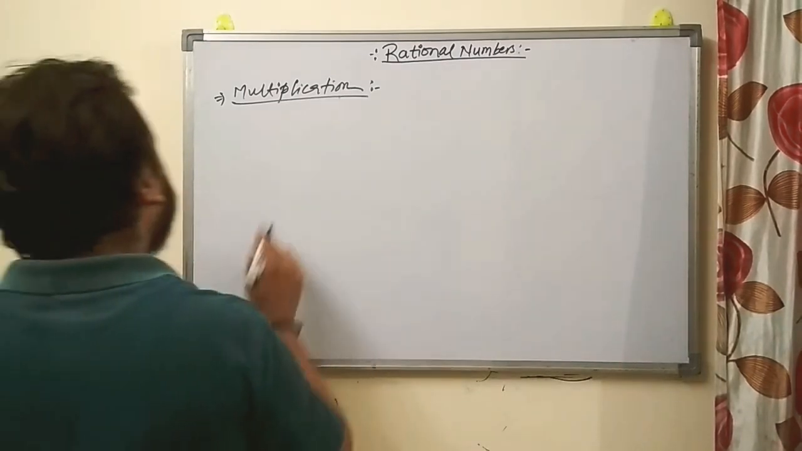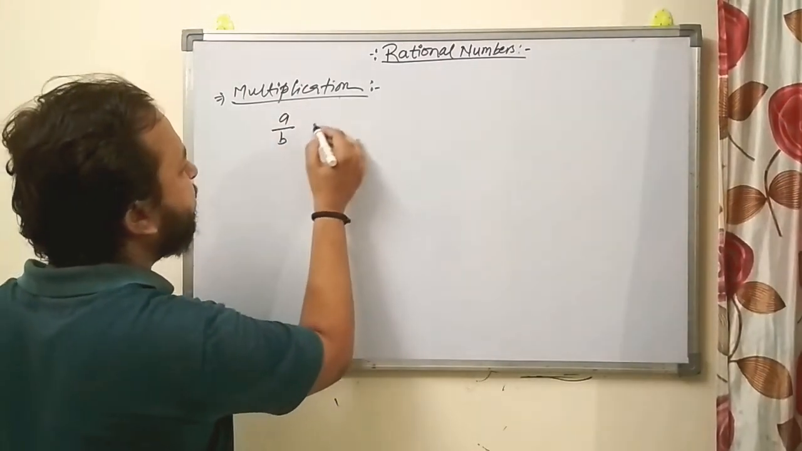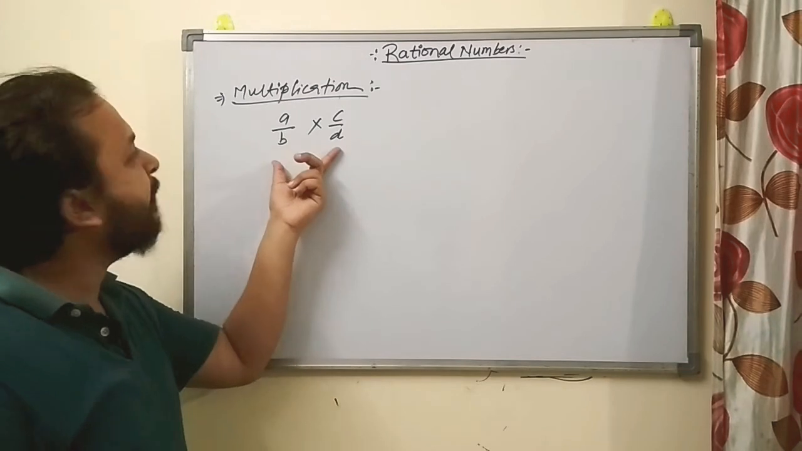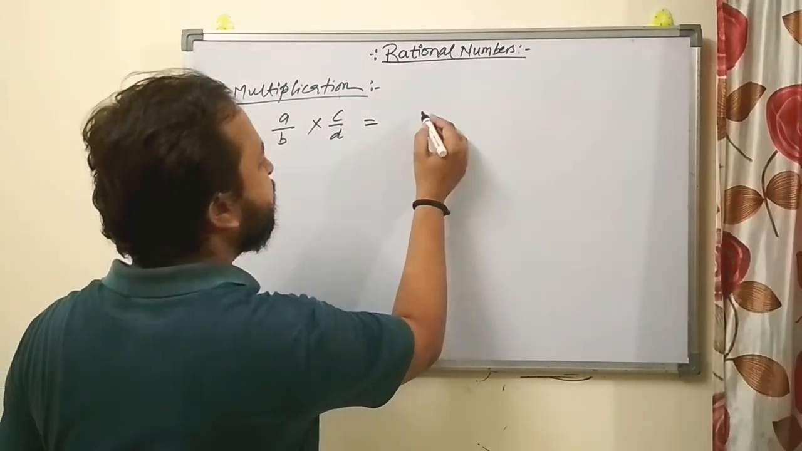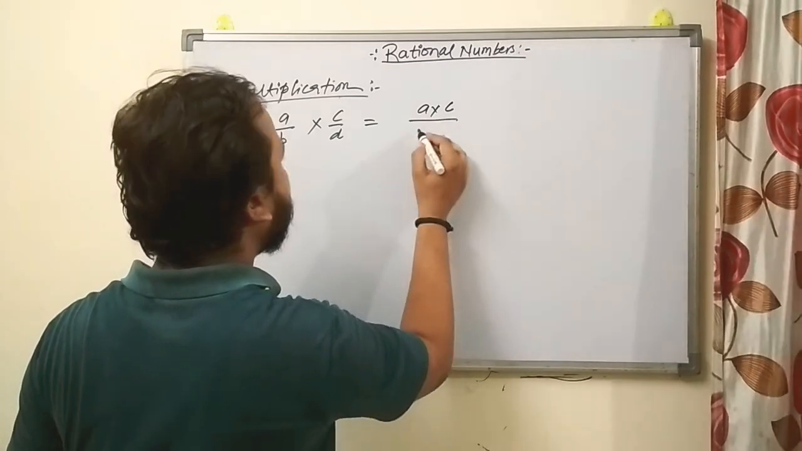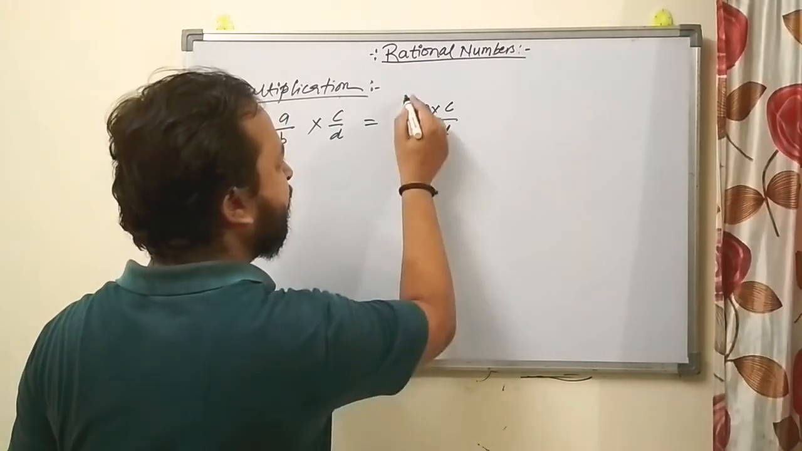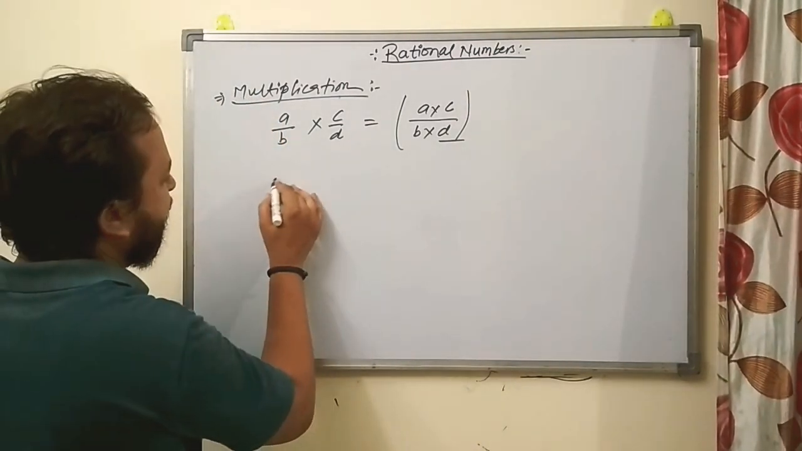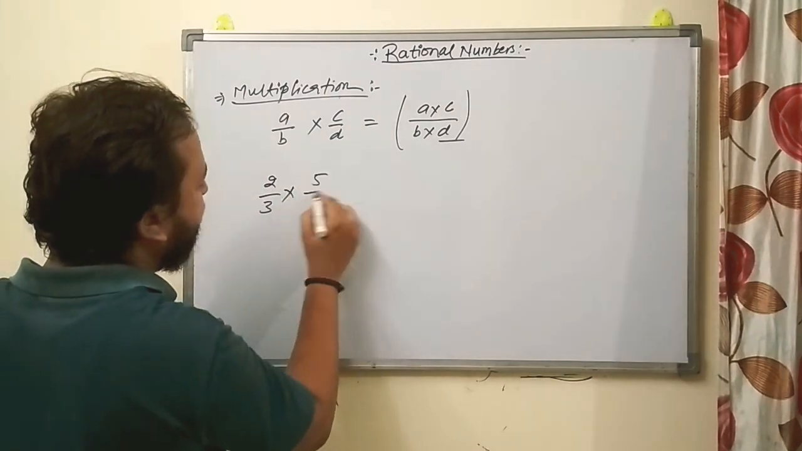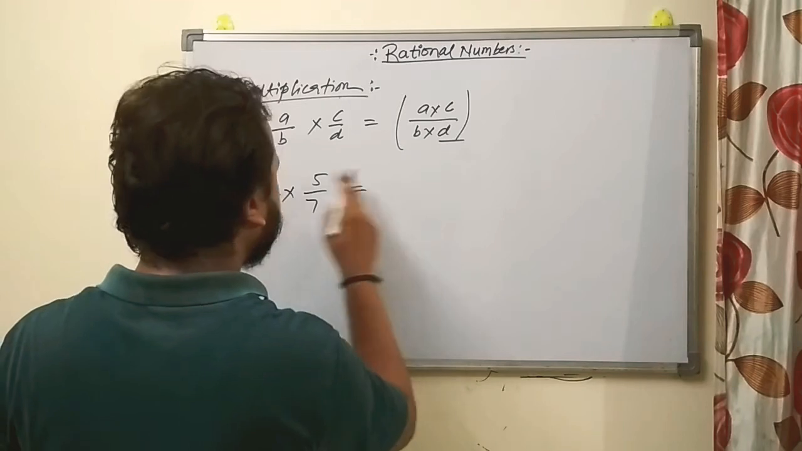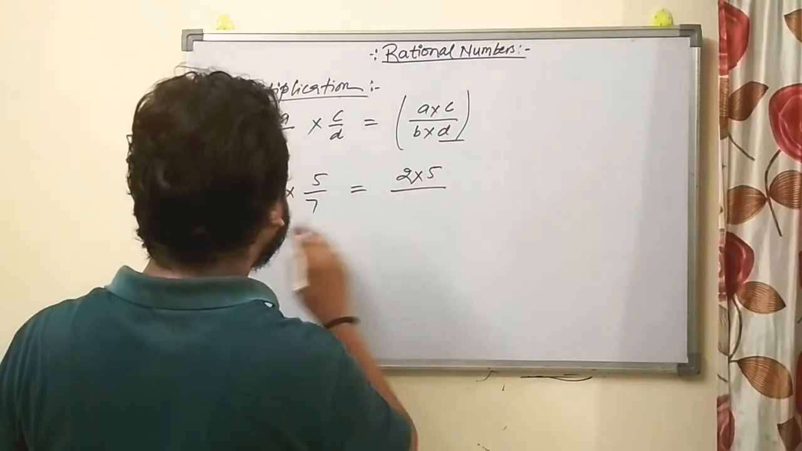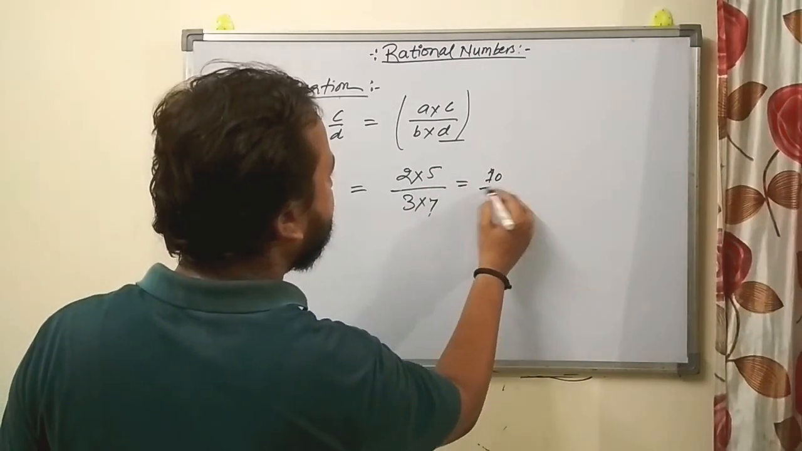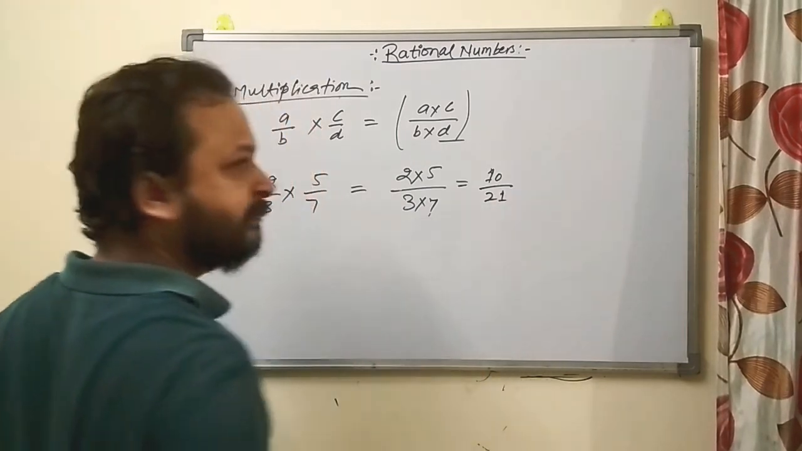In multiplication, if two different rational numbers are given as a by b and c by d, and you have to multiply them, then just multiply the numerator with the numerator and the denominator with the denominator, and that is the answer. Now if a question is given as 2 by 3 multiplied by 5 by 7, just multiply numerator with numerator and denominator with denominator. So 2 fives are 10 and 3 sevens are 21.